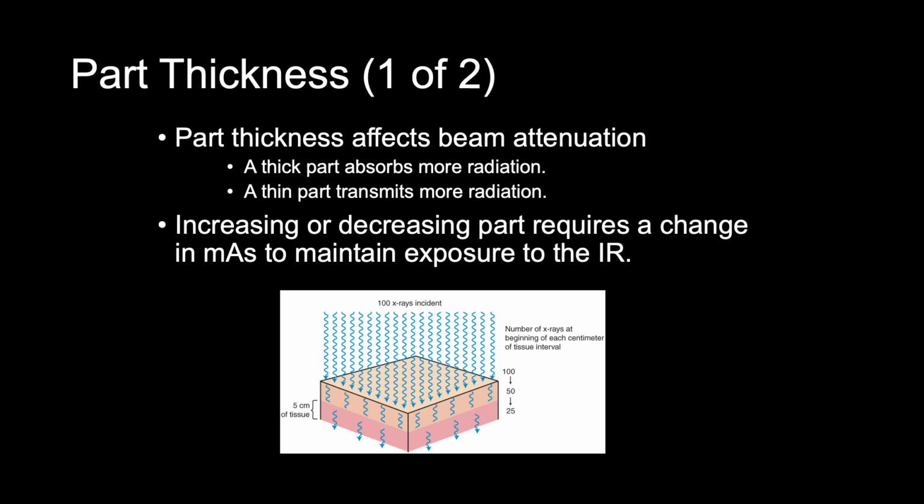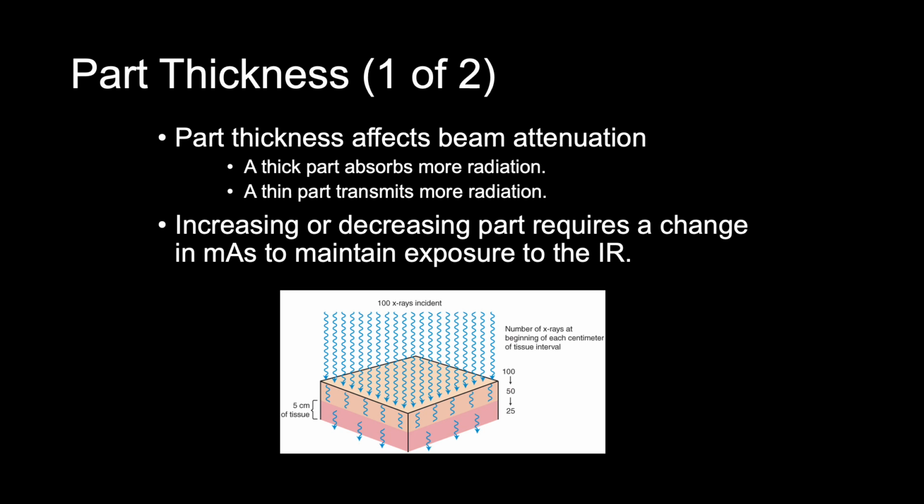Maintaining the exposure to the IR when imaging a thicker part requires the mAs to be increased accordingly. In addition, when a thinner anatomic part is being radiographed, the mAs must be decreased. Because X-rays are attenuated, a general guideline is that for every change in part thickness of 4 to 5 centimeters, the radiographer should adjust the mAs by a factor of 2.